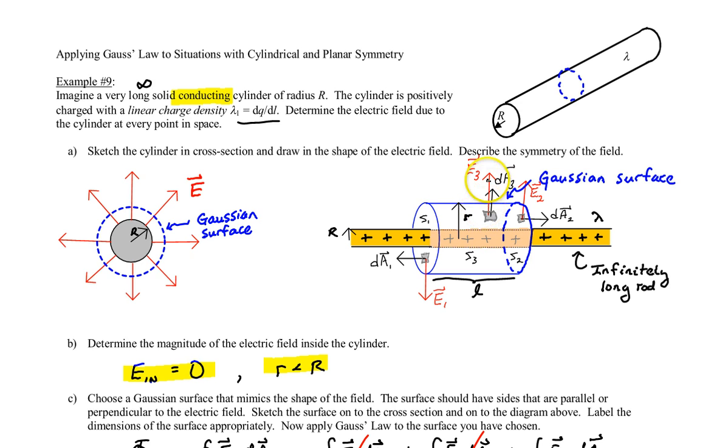Thus, the condition where the electric field was parallel to the area vector and we were able to solve that integral very easily, we wouldn't be able to do that if this was a finite length. All right, and that's it for example number 9.